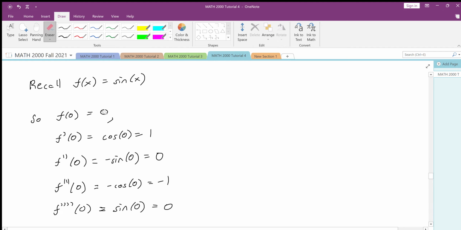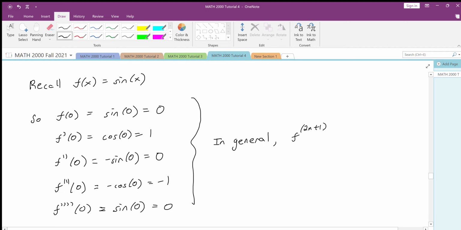So really all we've done so far is go in a circle. So it goes 0, 1, 0, minus 1, 0, 1, 0, minus 1. So in general, because we only care about the odd powers, for the even powers you're always going to just get a 0. We have that f to the power 2n plus 1 at 0 is equal to minus 1 to the power n, where n is a natural number greater than or equal to 0.